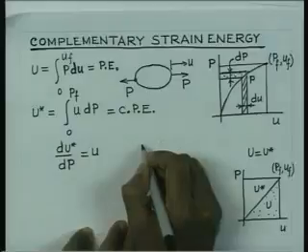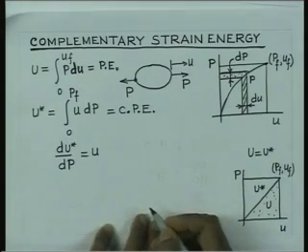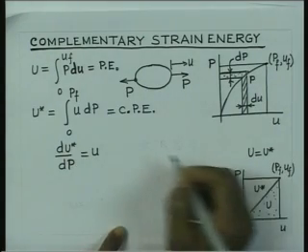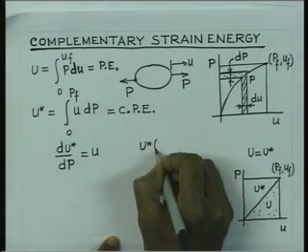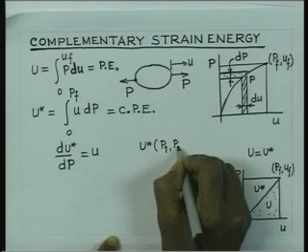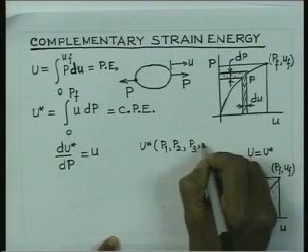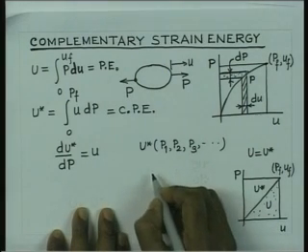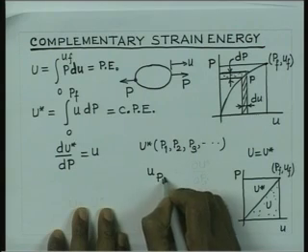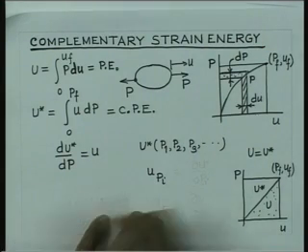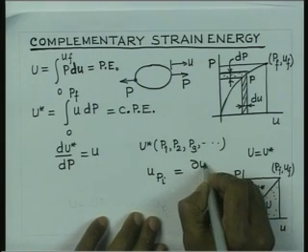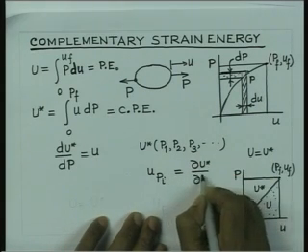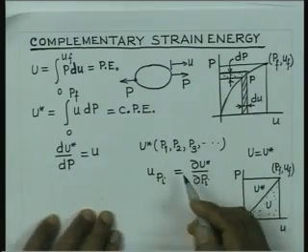In case you have a system wherein a number of loads are acting, then the complementary potential energy is going to be a function of all the loads applied. Then one can write the deflection along the line of action of a force Pi as the partial derivative of the complementary energy with respect to the load Pi. So, herein you have to take the derivative of the complementary energy with respect to the load for which you are interested in calculating the deflection.